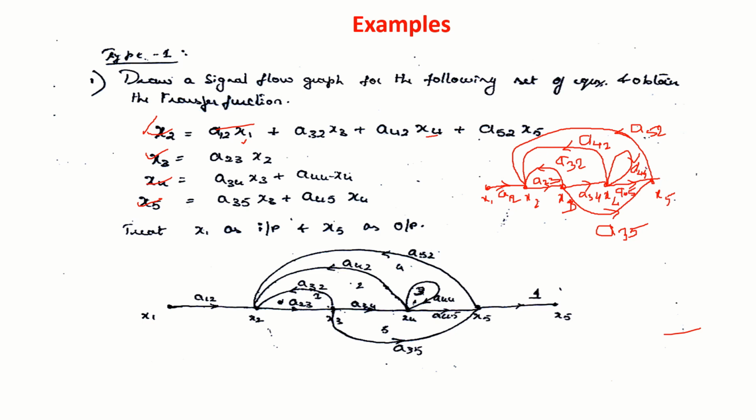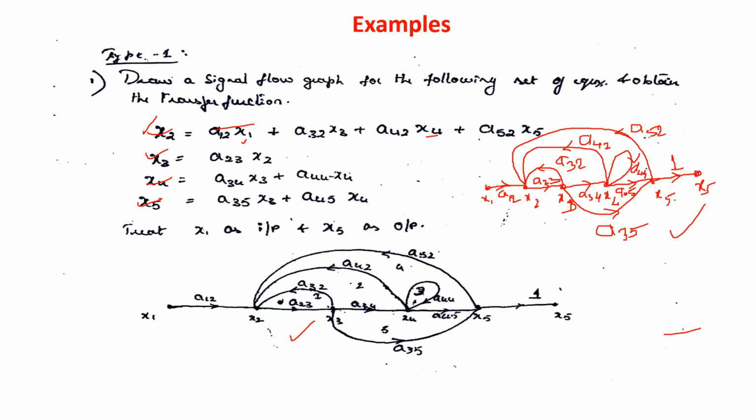Here is a sink node. Just to have clarity, introduce it and once again call it x5. This becomes the source node, and this becomes the sink node, the output node. Now we have drawn the signal flow graph. That's what I have shown here also. This is how you have to draw the signal flow graph. Now you have to find the transfer function.